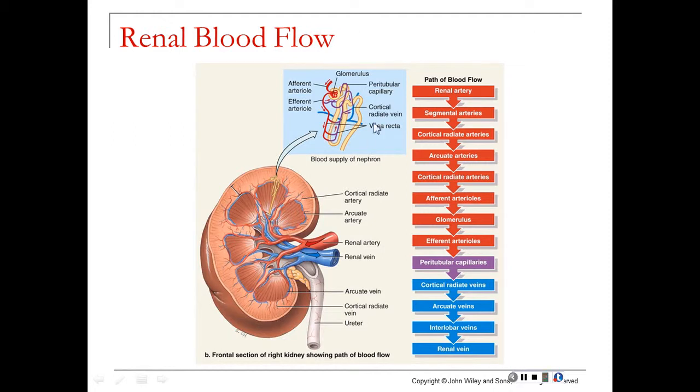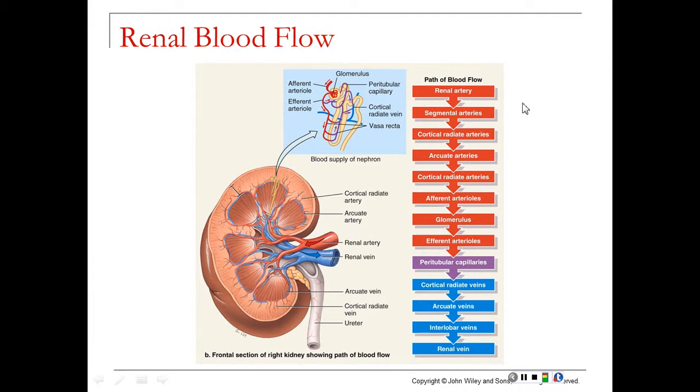This diagram is calling it the vasa recta. It's pretty much the same thing. And then these peritubular capillaries are going to lead back to something called a cortical radiate vein, which is this little blue vein here. So it's taking the blood away. And that blue vein joins back to another major vein here called an arcuate vein, and then you have an interlobar vein, and then eventually you get back to your renal vein.